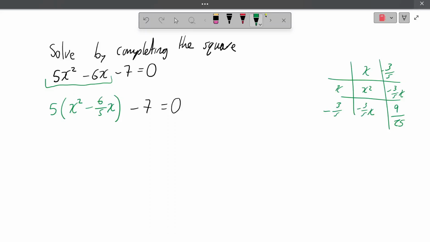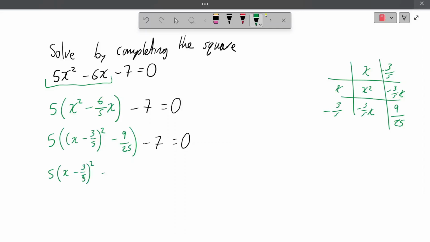That's 5 times 5. So what we now have is 5 bracket x minus 3 over 5 squared, minus 9 over 25. And then we go minus 7 equals 0. The next step is to get that 9 over 25 out of the bracket. Now, when you're solving one equal to 0, what I tend to do is keep the 25 as a fraction of 25, because later on I know I've got to square root it. And if I can square root 25, then I can make it all a single fraction at the end. So what we end up with is 5 brackets x minus 3 over 5 squared.